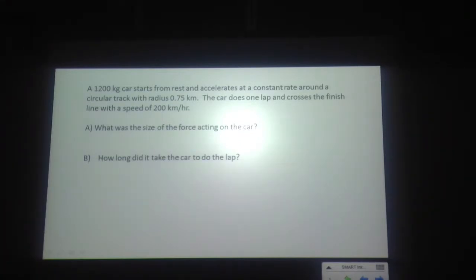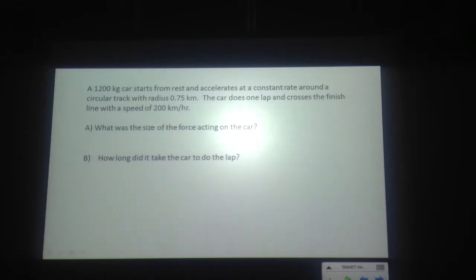Here we have a 1,200 kilogram car that starts from rest and accelerates at a constant rate around a circular track with radius 0.75 kilometers. The car does one lap and crosses the finish line with a speed of 200 kilometers per hour. Part A asks, what was the size of the force acting on the car? Part B, how long did it take the car to do the lap?